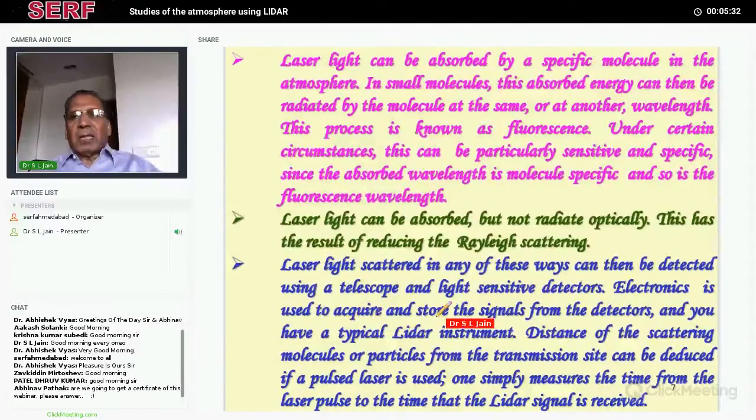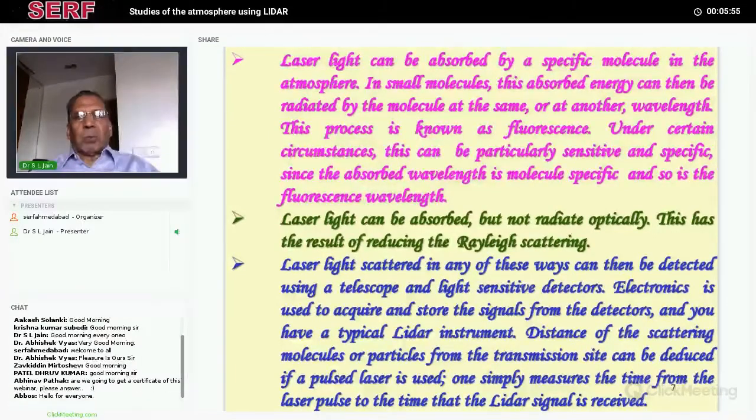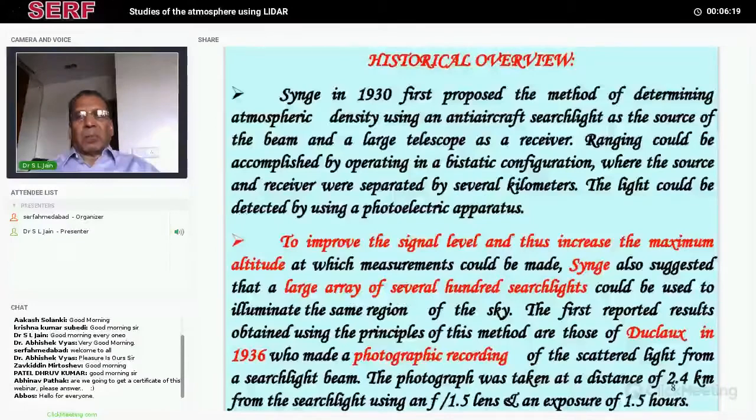Laser light scattered in any of these ways can then be collected using a telescope and light sensitive detectors, and then electronics are used to acquire and store the signal from the detector, and then you can analyze the data to get the information about the particular matter. The distance of the scattering molecule or particle from the transmission site can be determined if a pulsed laser is used, and one simply measures the time from the laser pulse to the time that the LIDAR signal is received. So the difference between the transmission time and the reception time gives the information of double the distance the beam has traveled.